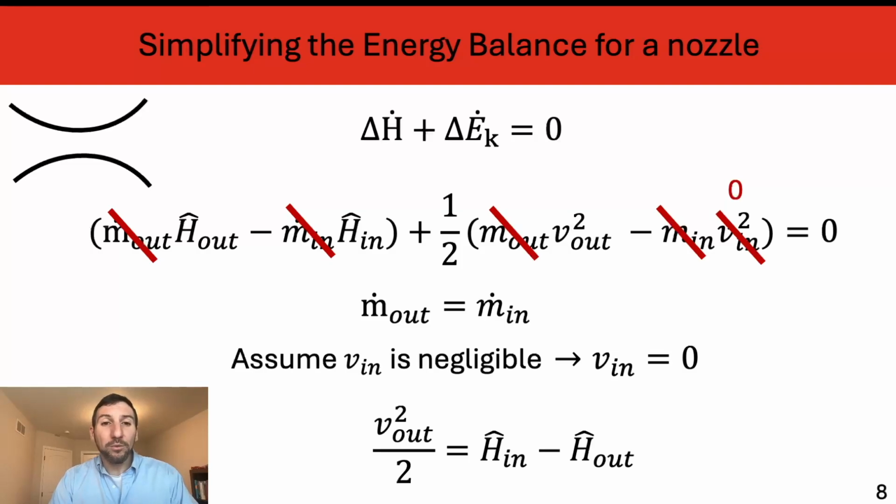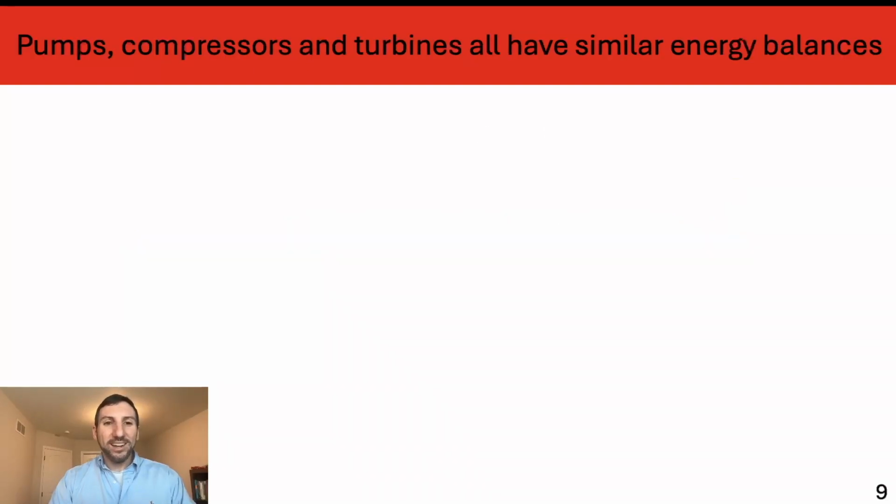Now moving on, we've got a three unit system we're going to talk about. So we're going to talk about pumps, compressors, and turbines. And the reason why is because these unit operations may be a little bit different, but in terms of the energy balance, it's going to simplify down to the same thing.